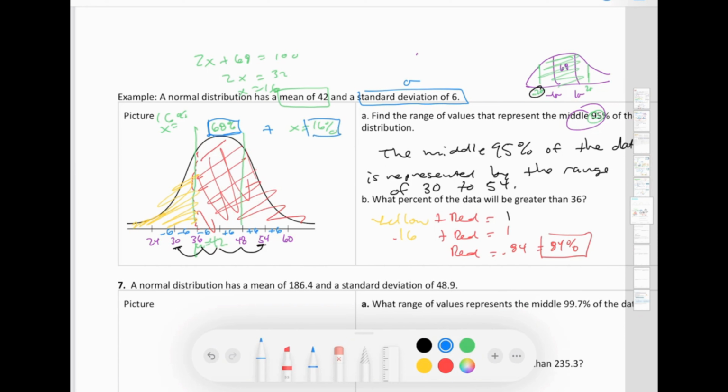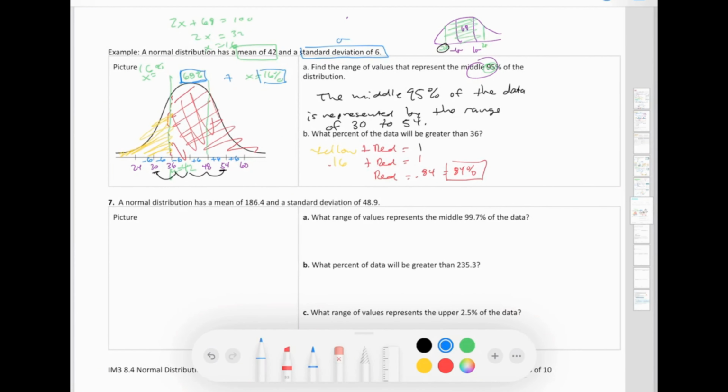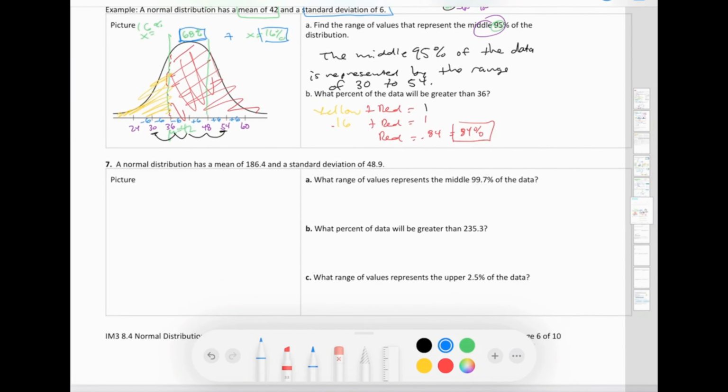Okay, go ahead and try number 7. You gotta draw out a picture, label everything, and then go ahead and press play when you're ready to see the problem.